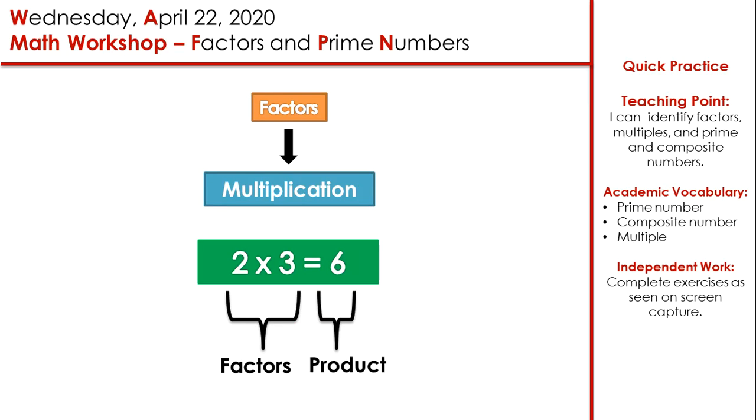Alright, since we're working with factors, we should keep in mind that the only operation where we can actually find factors is multiplication. Right here we have an equation as an example where we have 2 times 3, which represent the factors in this equation, and then we have 6, which is the product, or answer, of this equation.